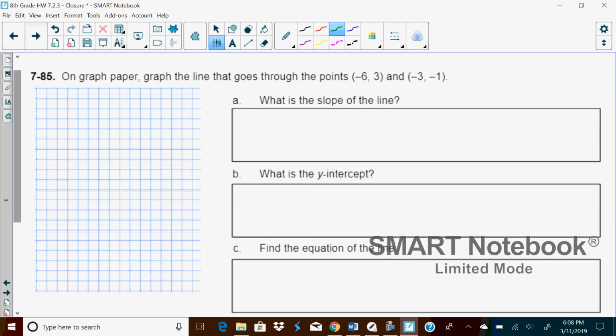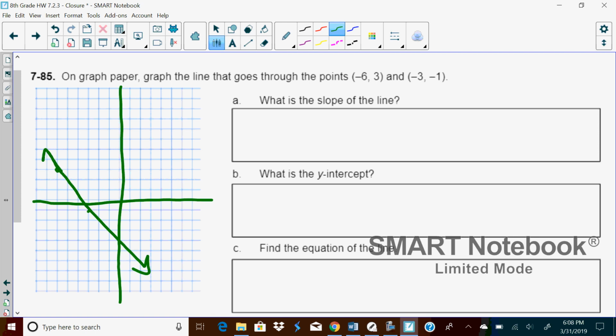85, on graph paper, graph the line that goes through the 2 points. What's the slope? So -6, 3, 1, 2, 3, 4, 5, 6, 1, 2, 3, right there, and -3, -1. My line is right here. It's got a negative slope because it's going down, and it's 1, 2, 3, 4, 1, 2, 3, so it's -4 over 3. Got a little bit neater.